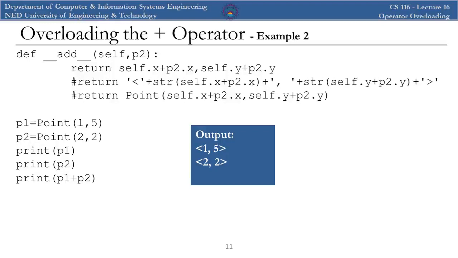So what will happen is this p1 plus p2 will be decomposed into p1 dot double underscore add double underscore p2. So p1 will act as self, and p2 is actually p2. And since the first return statement is executed, it will return a tuple, and here is the tuple. You can try out the other two statements also. Just uncomment them and comment the first one, and then see what output you get in that case.